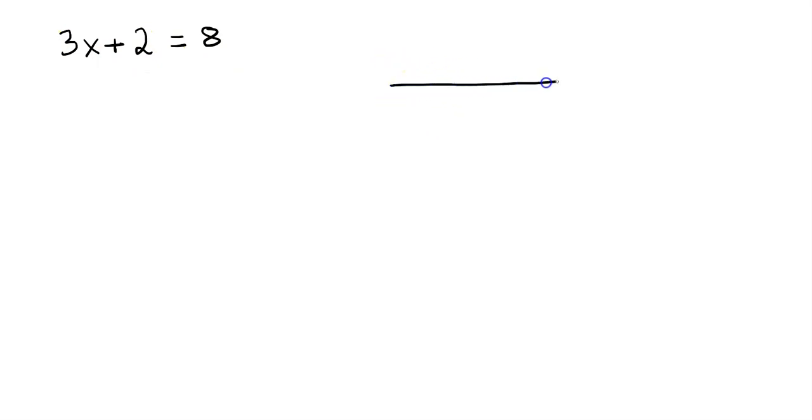So let's say we have a balancing weight here. So we have an unknown weight of x. So 3 identical unknown weights of x. And then we also have a weight of 2. And this balances on the other side 8 kilograms or whatever unit we're using.